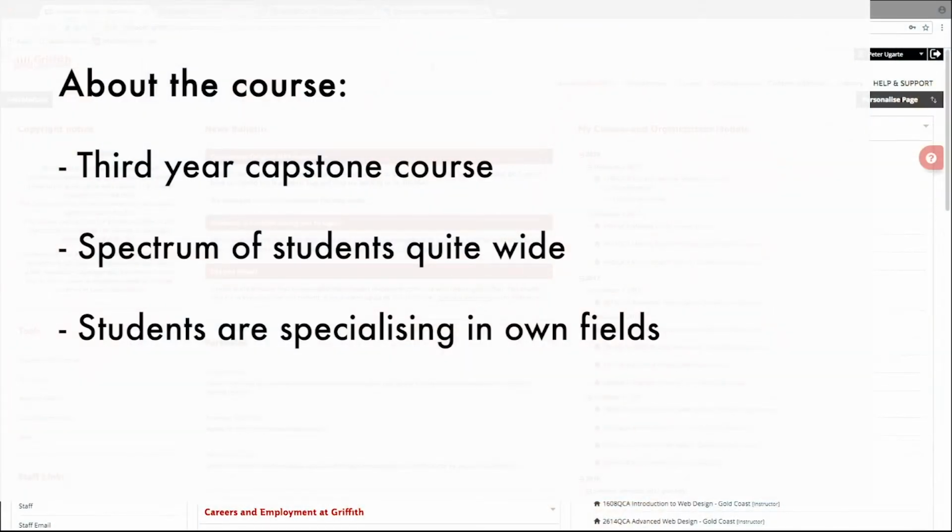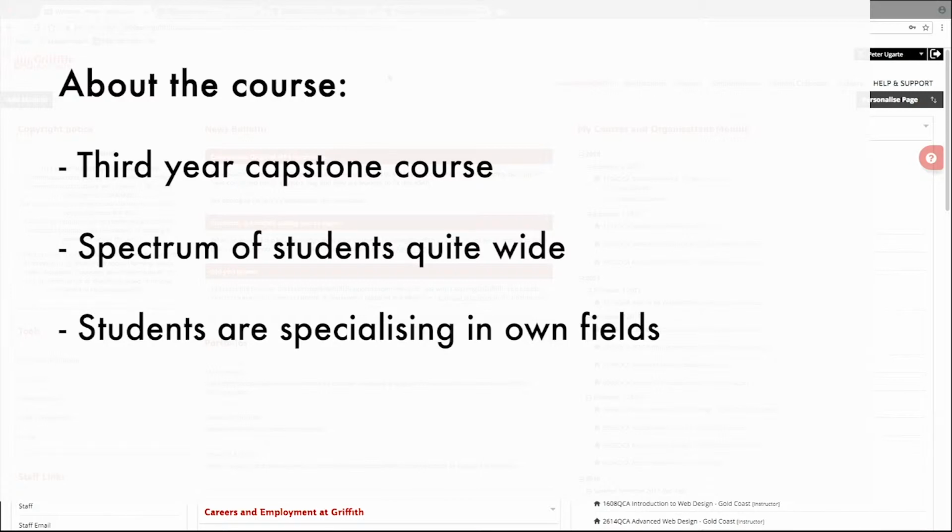So this course is a third-year capstone course where students are to make a body of work for their physical digital design major, sorry, in the major. And the spectrum is quite wide. Students are already specializing in their own fields, and so many students are so focused in their own work, they're not seeing what everyone else is doing.